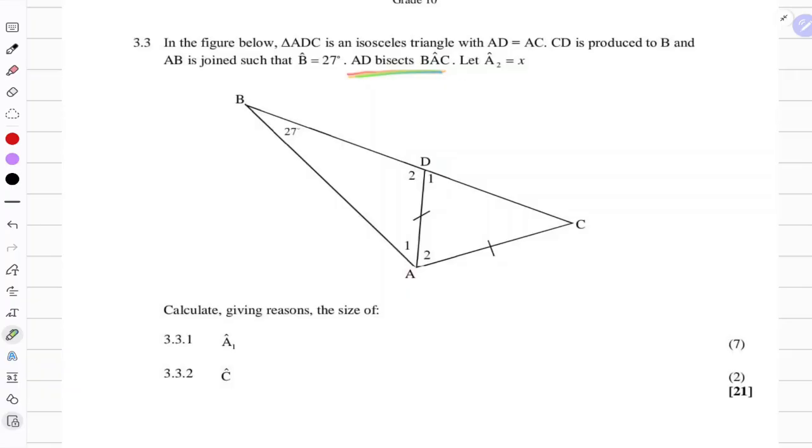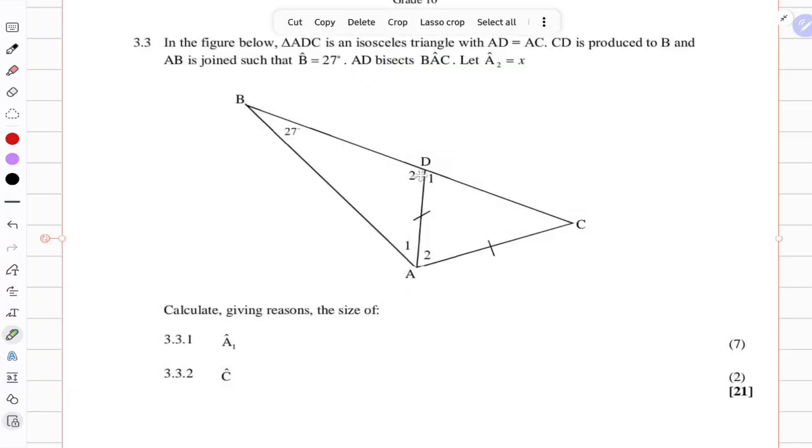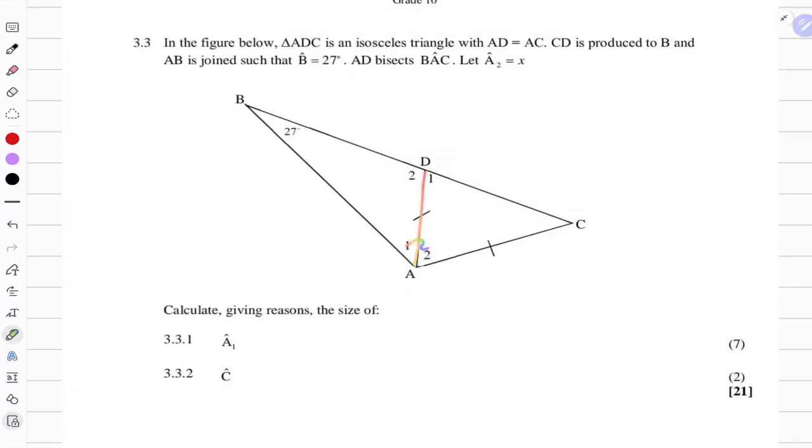This is important. Line AD bisects this angle into two equal angles. So let's already make that note on our diagram. And then they say let A2 be equal to X. So let's label A2 as X. Because A2 is X, it means A1 is also X.